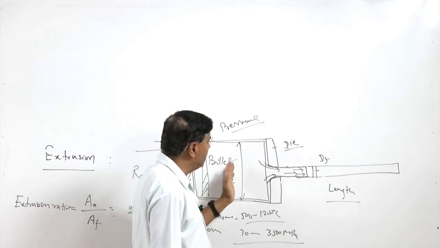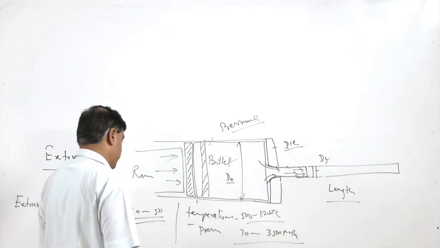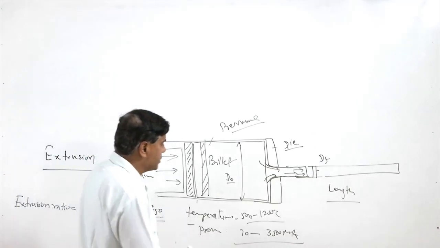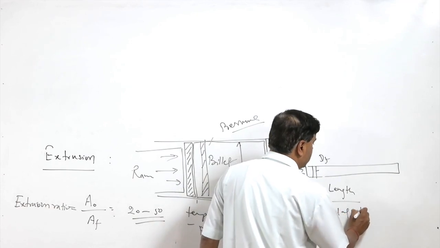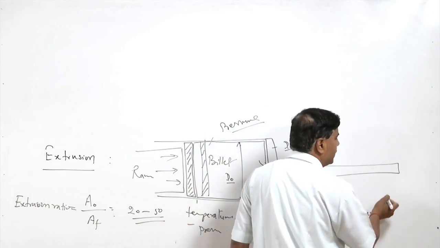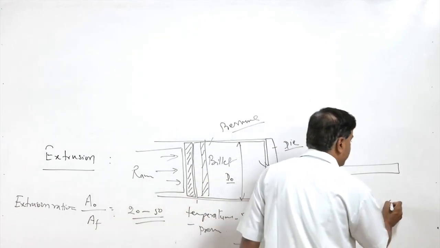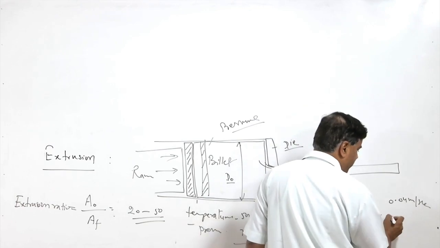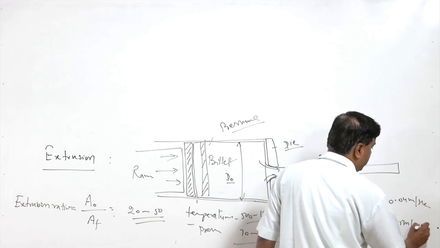Very high pressures can be used, because when the pressure is built up with the help of the ram onto the billet, it starts flowing out and takes the shape of the die opening. The speed of extrusion, the speed at which metal comes out, may vary significantly. For non-ferrous metals like aluminum and magnesium it is very low, like 0.04 meter per second, and for heavy metals like copper it is like 4.5 meter per second.